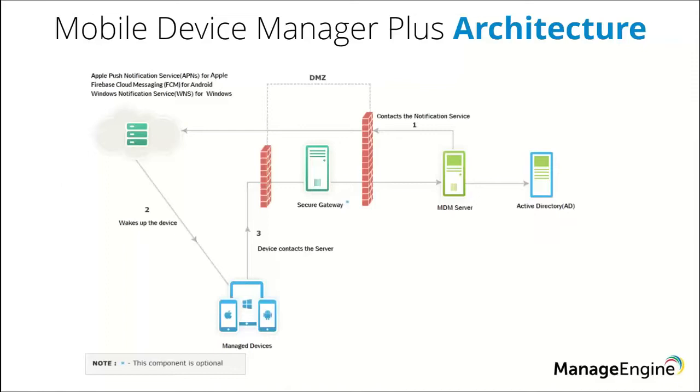For a device to reach the MDM server from outside the network, you need to make sure that your MDM server is available on a public domain with the help of NAT configuration. But in some cases, this may raise a security concern, and for which we have an optional component called Secure Gateway, which facilitates the communication between devices and MDM server without having to expose the MDM server on a public domain.